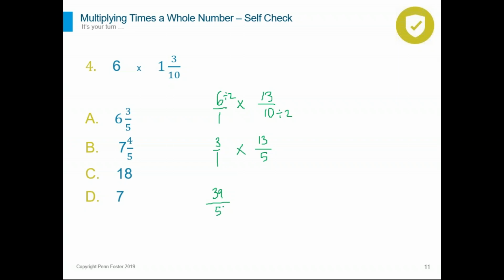It's an improper answer, so we're able to change that to a mixed number. How many times 5 goes into 39? 7 times, because 7 times 5 is 35, and you have 39. This is as close as you can get to 39. 5 will remain in the denominator. 7 times 5 again is 35. Subtract 39 minus 35, and that is the difference here. The remainder would be the numerator. So the answer is 7 and 4/5.